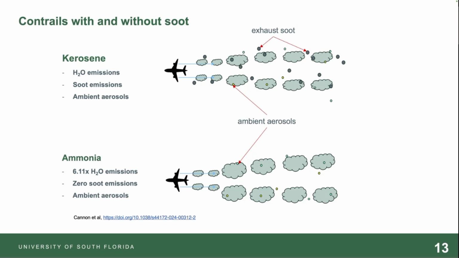Now, in ammonia powered aircraft, we wouldn't have soot, but we have a lot more water vapor. And our hypothesis is that we might have so much water vapor that we actually get condensation on ambient aerosols. And this goes hand in hand with some of the preliminary findings that were also presented in some other studies, is that we will still get contrail formation even for carbon-free fuels.